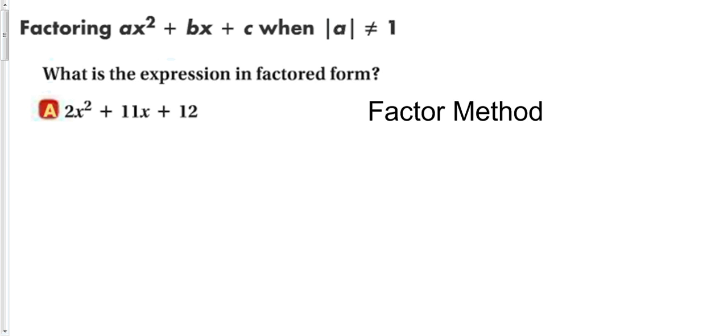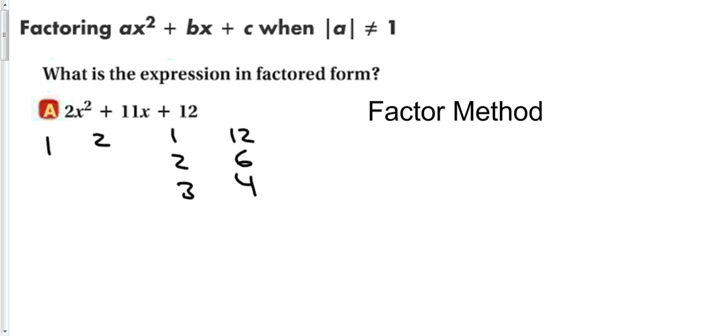Okay? The first method is called the factor method. This is a method where you list all the factors of the first term and all the factors of the last term, and you see how they can go together to give me the middle term. Okay? So let's do it. The factors of 2 are 1 and 2. The factors of 12 are 1 and 12, 2 times 6, and 3 times 4.